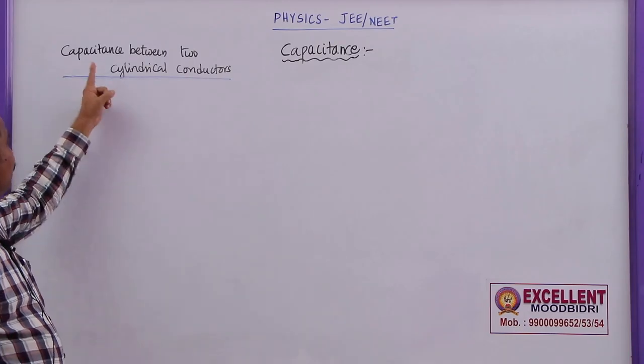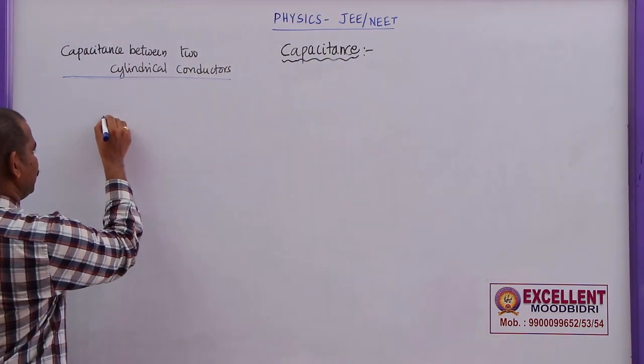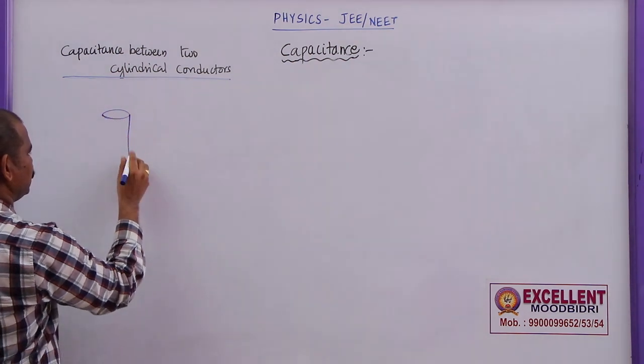Now, capacitance between two cylindrical conductors. Let me take two cylindrical conductors here. This is the first cylindrical conductor.